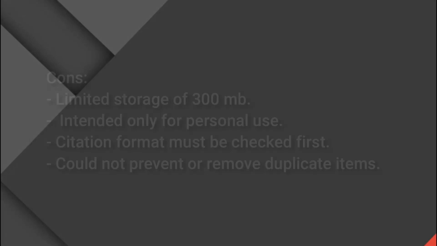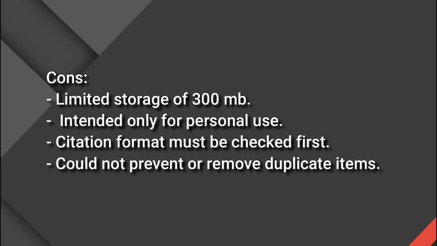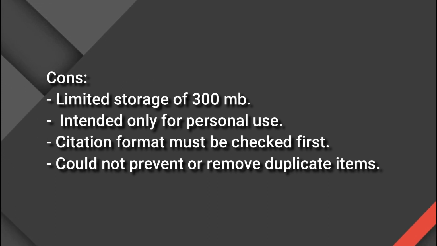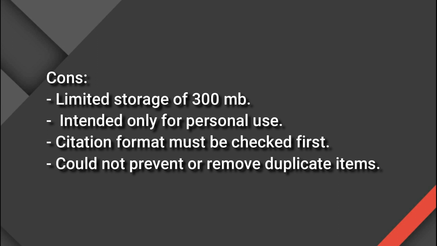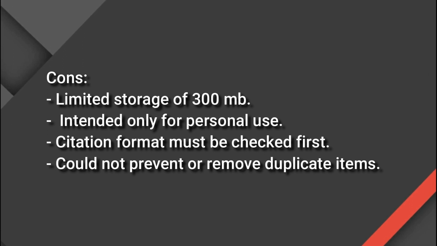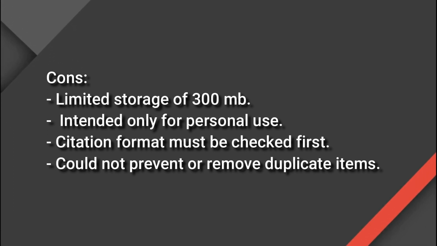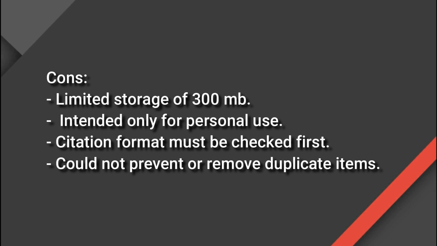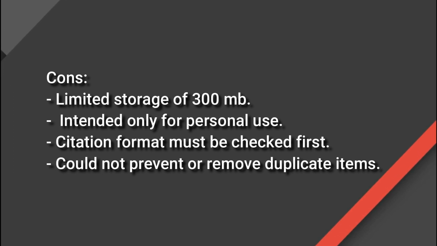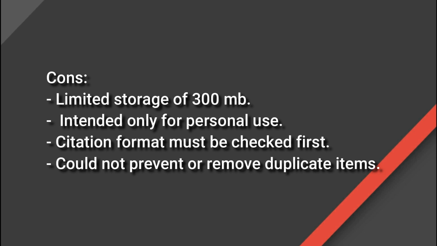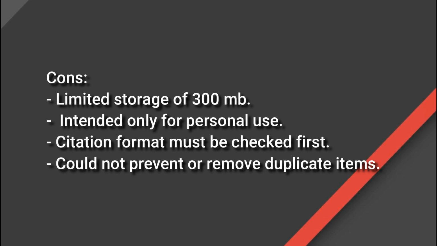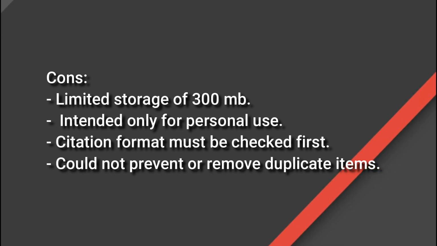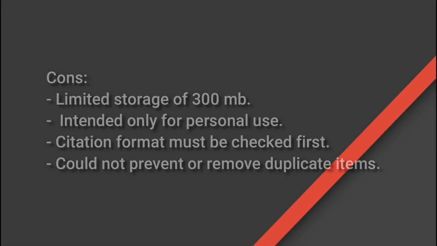For the cons, there is a limited storage of only 300 MB. You must pay $120 per year to get unlimited file storage. It is also intended only for personal use. Additionally, citation format must be checked first to ensure accurate formatting. Zotero also could not prevent or remove duplicate items at the moment. You need to remove duplicate items manually.